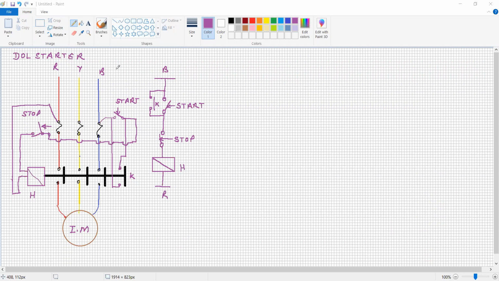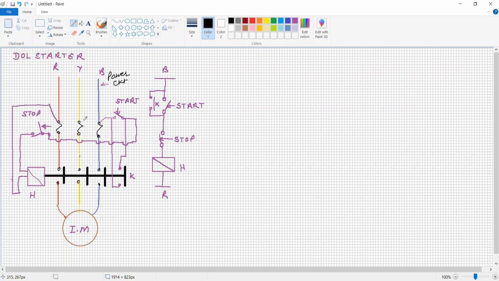This is called a power line, or power circuit. It is a power circuit which delivers the power to the three-phase induction motor. Whereas this color is called the control circuit. This control circuit is responsible for giving some sort of protections.